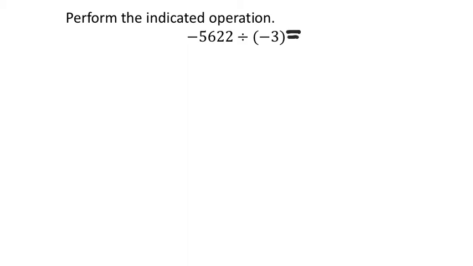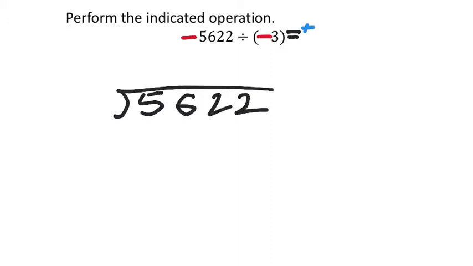But we see that both of these values are negative. A negative and a negative, even with division, makes a positive answer. So there's my positive sign for the answer. All we need now is to take the two values and divide them, but we're not worried about the signs anymore because we already know the sign of the answer. It means we can directly divide them.